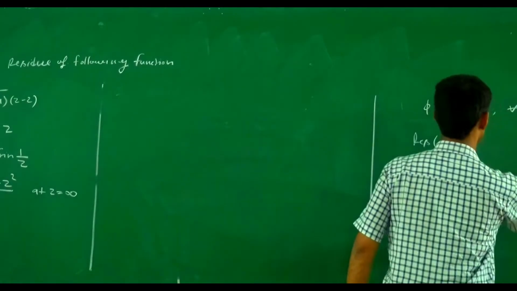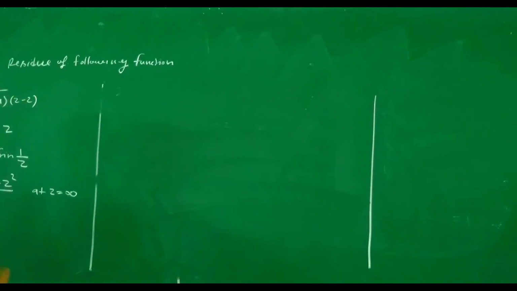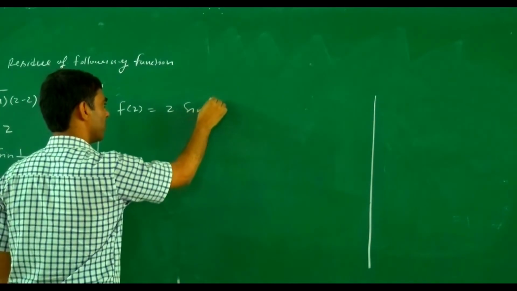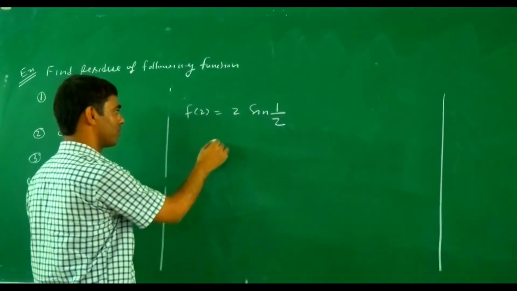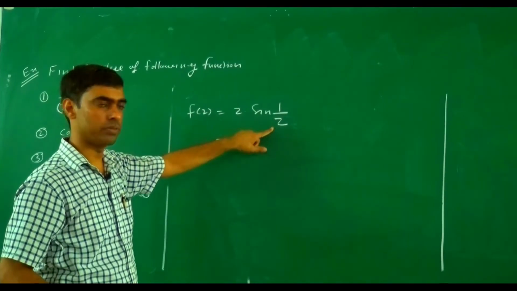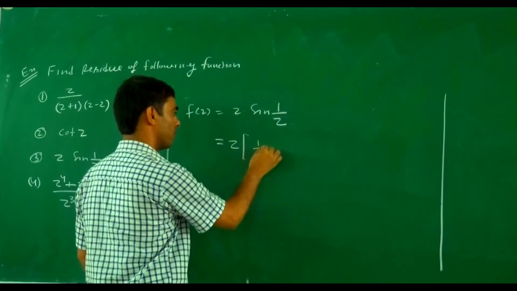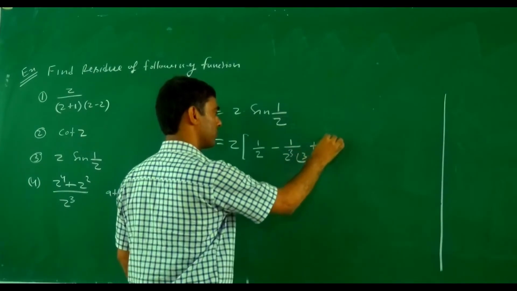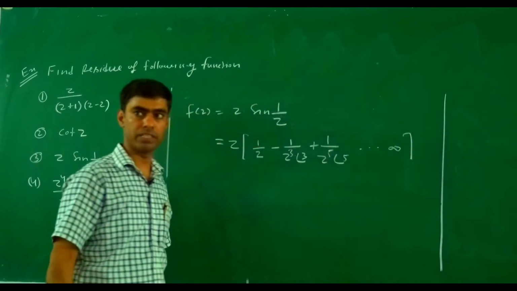Now, question number 3. f(z) equals z into sine 1 by z. If we expand this, it has an essential singularity at z equals 0. Expanding z into sine 1 by z, this becomes 1 by z minus 1 by z cube into factorial 3 plus 1 upon z to the power 5 factorial 5, and so on. How many terms? An infinite number of terms.